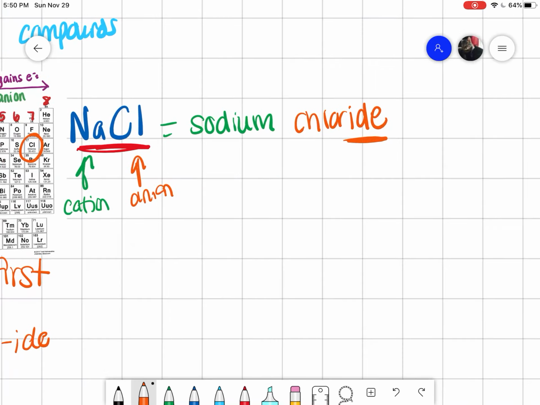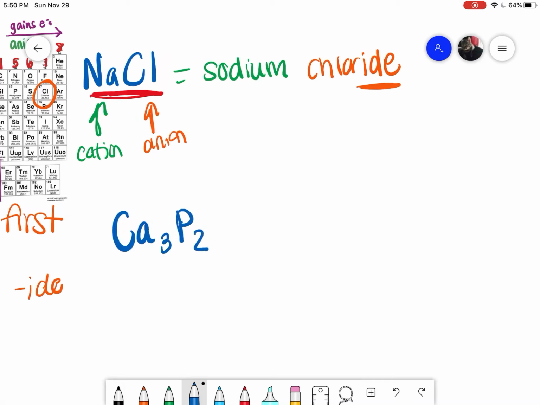So if we do another one, let's do Ca3P2. Our cation is going to be Ca. Our anion is going to be P. So our next step is to look at the periodic table and find these elements. So our first one is Ca. That is the cation. And Ca is calcium. And then P is going to be on our right side because it's an anion. It is going to be phosphorus.